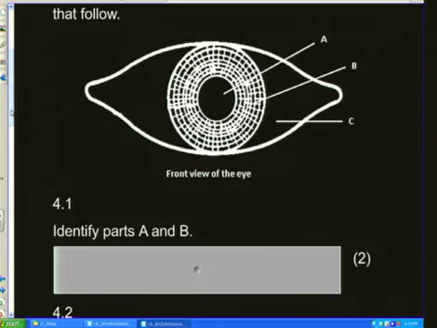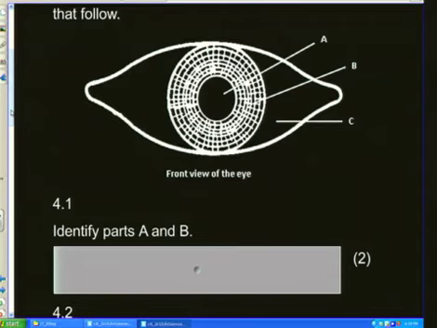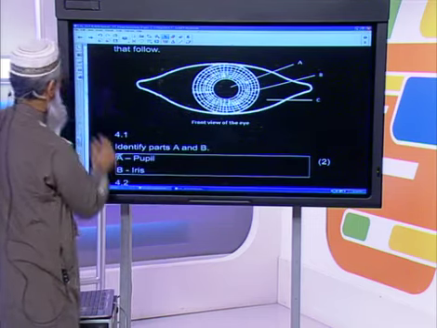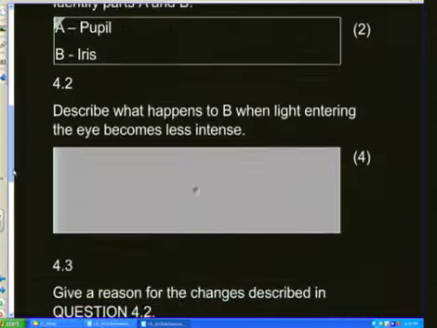Identify parts A and B. A is the pupil. B, retina? Not retina. Help him, Eunice. Circular muscles, or it could also be the radial muscles. Or one of the two, because we can't see the muscles. What do we call that part? The muscles make up which part of the eye? The iris. There you go, it's the iris, right? So rather say the iris, because you can't see circular and radial muscles here. You can see this thing and it's the iris. Good? So it's the pupil and the iris.